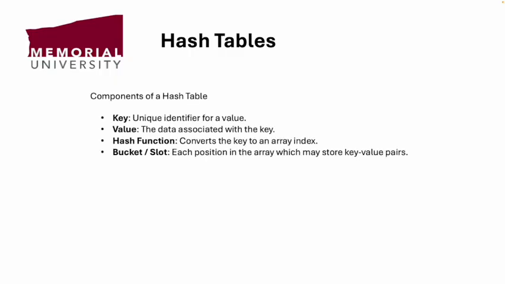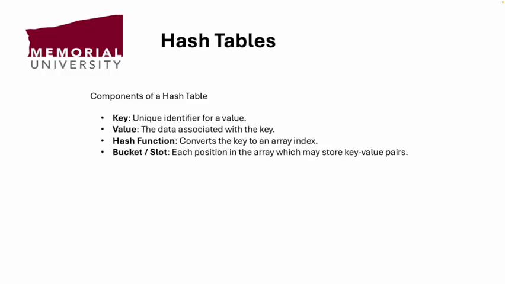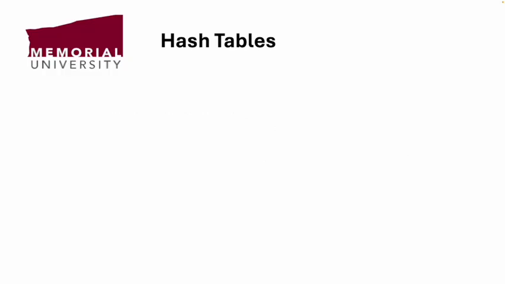Components of a hash table. They usually have a key, right? In the dictionary in Python, and the HashMap or unordered_map in C++, you have the key. You need to define the key, and you need to define the value associated with this key. And you have the hash function, okay? The hash function converts a key into the index. And a bucket or slot for each position in the array, in which you store the key-value pair.